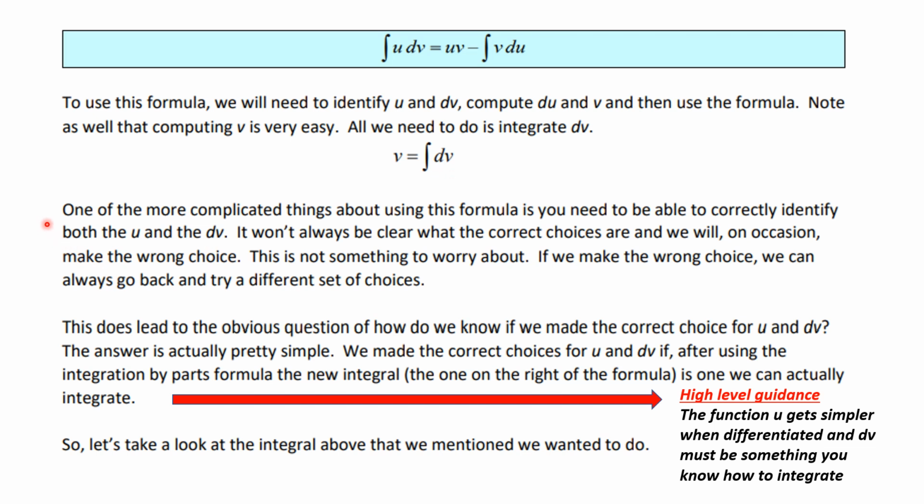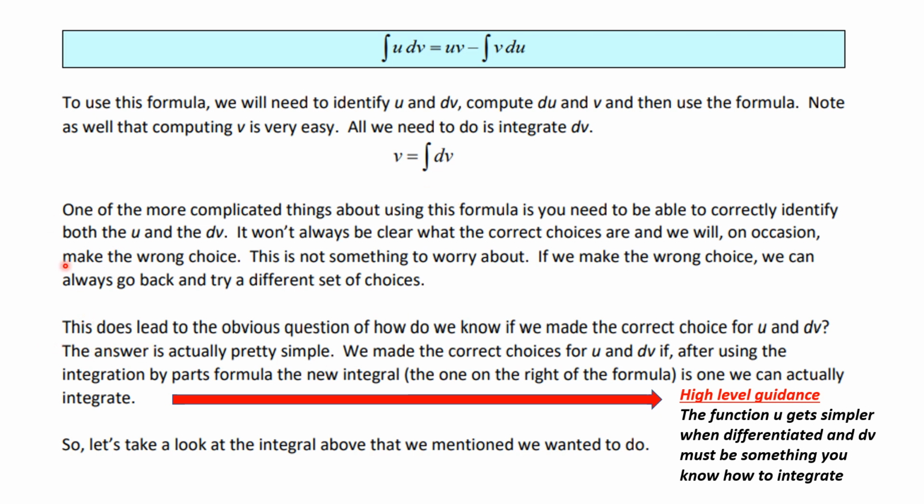One of the more complicated things about using integration by parts, and some students struggle with this, is that you need to be able to correctly identify both the u and the dv. It won't always be clear what the choices are, and we will on occasion make the wrong choice, and you crash and burn and go back to the beginning. There's nothing better than having experience with this, so you learn from your mistakes. This is not something to worry about. If you make the wrong choice, magic won't happen. Things will get worse instead of better, and you can go back and correct your choice.